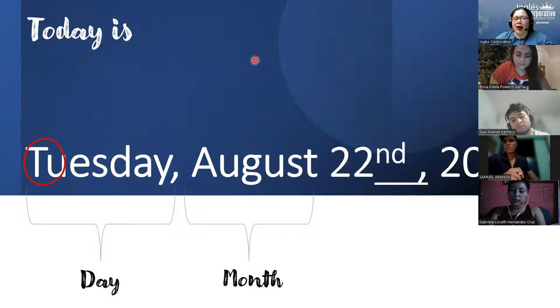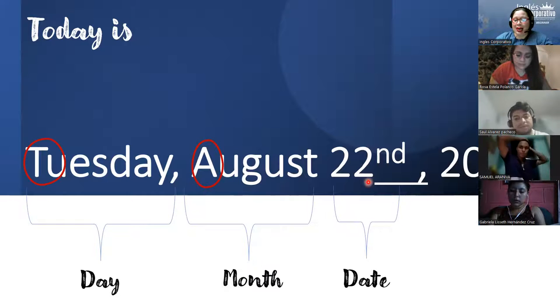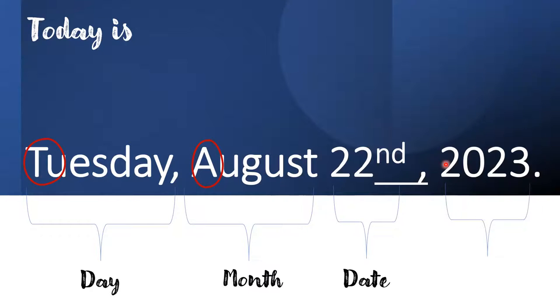What about the next thing we have to consider? Months also take a capital initial. We don't have any comma here, and we write 22nd, right? Ordinal number, look, ordinal number, and this is the date. We write a comma and we place the year, all right? The year. And then the full stop. Remember always the full stop.